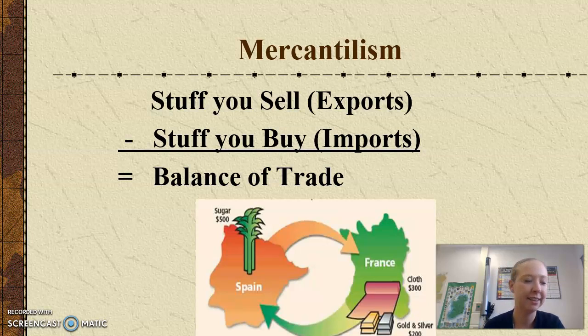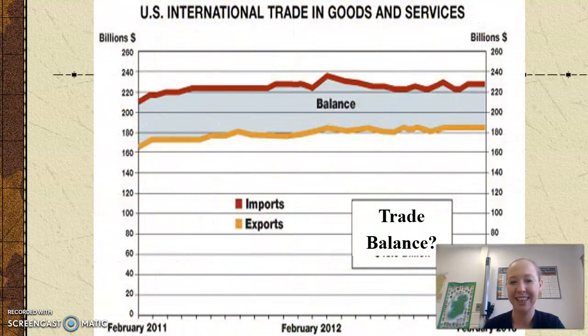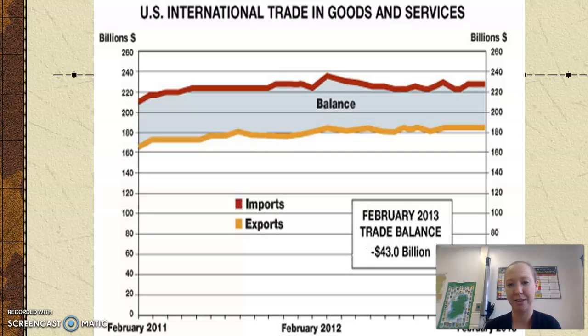If you had to guess, do you think that our balance of trade in the United States is positive or negative? If you thought negative, you're exactly right. This chart's a little bit old, it's from February of 2013, but pretty much the same ideas going on are still existing today. In the United States, we definitely buy a whole lot more as a country than we sell. So we have a negative balance of trade. And as of February 2013, that balance of trade is negative $43 billion. So mercantilists would not be happy with this, right?